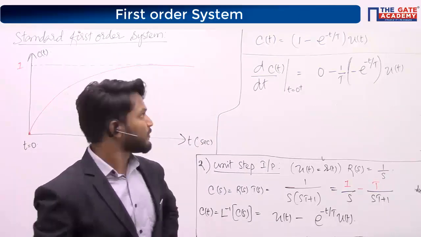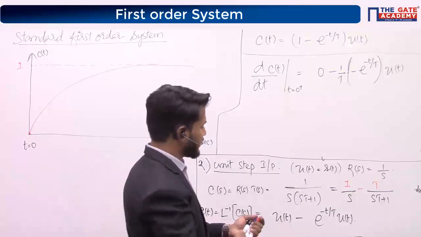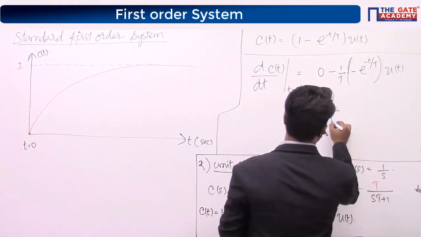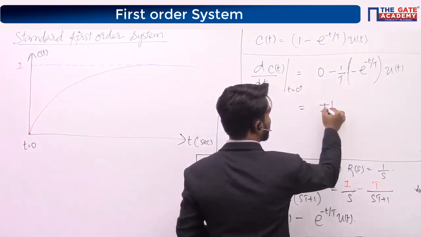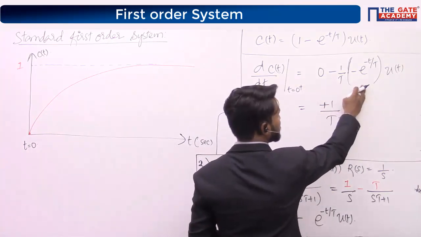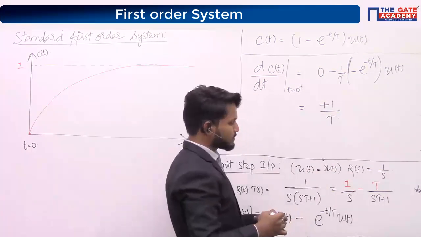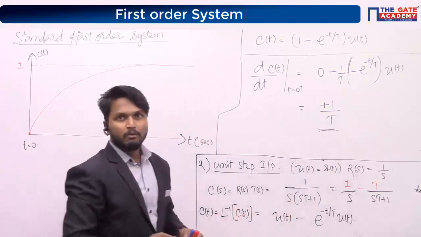Is it fine, right? So if you put t is equal to 0 plus in this, what are you getting? You will be getting minus 1 by t. Sorry, it is not minus 1 by t, it is plus 1 by t. If you put t is equal to 0 in this, minus of minus is plus, and e power 0 is 1, it is plus 1 by t, right? So what is c of t?